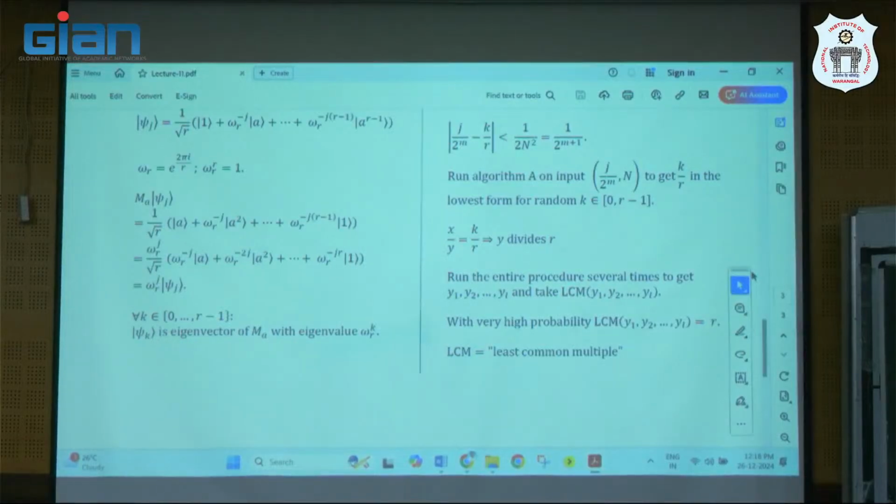So this order finding algorithm has a classical part to it. The phase estimation part is the quantum part, that is to find our individual j's. From the j's we find, using the continued fraction algorithm, the y's. From the y's we take the LCM to get r. So there is a classical part also, a combination. Agreed?